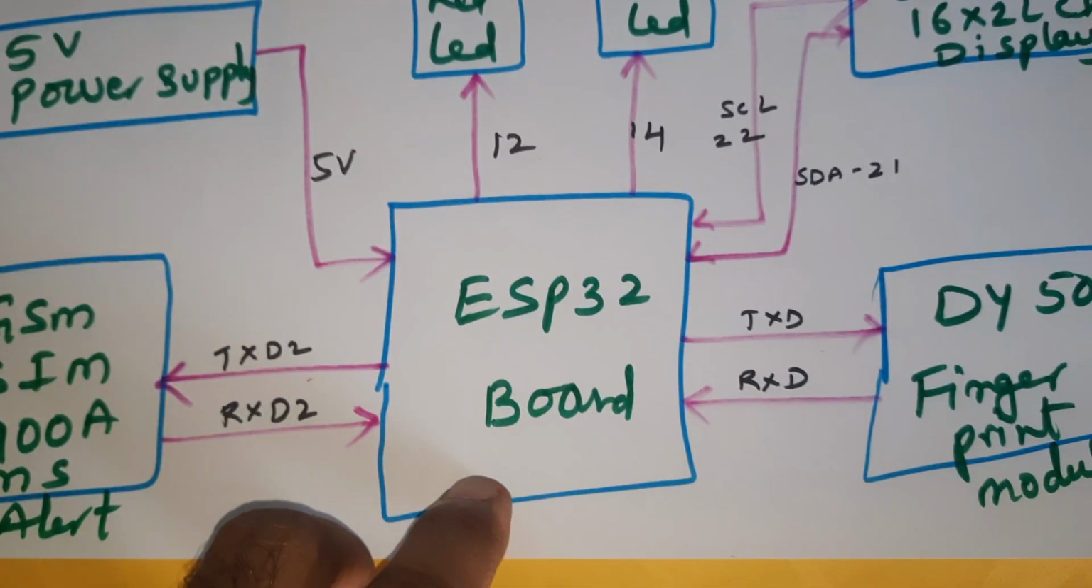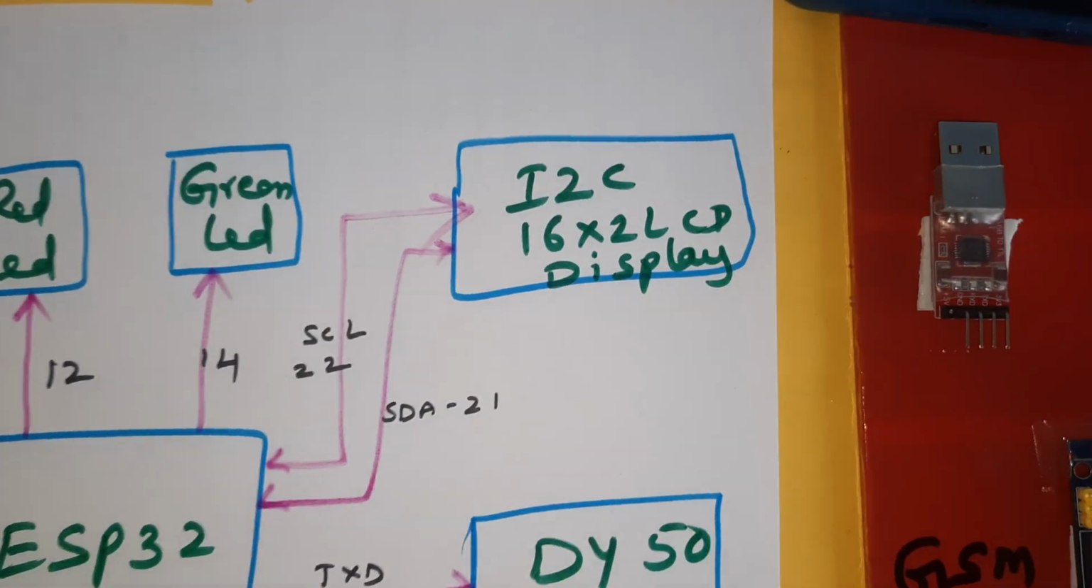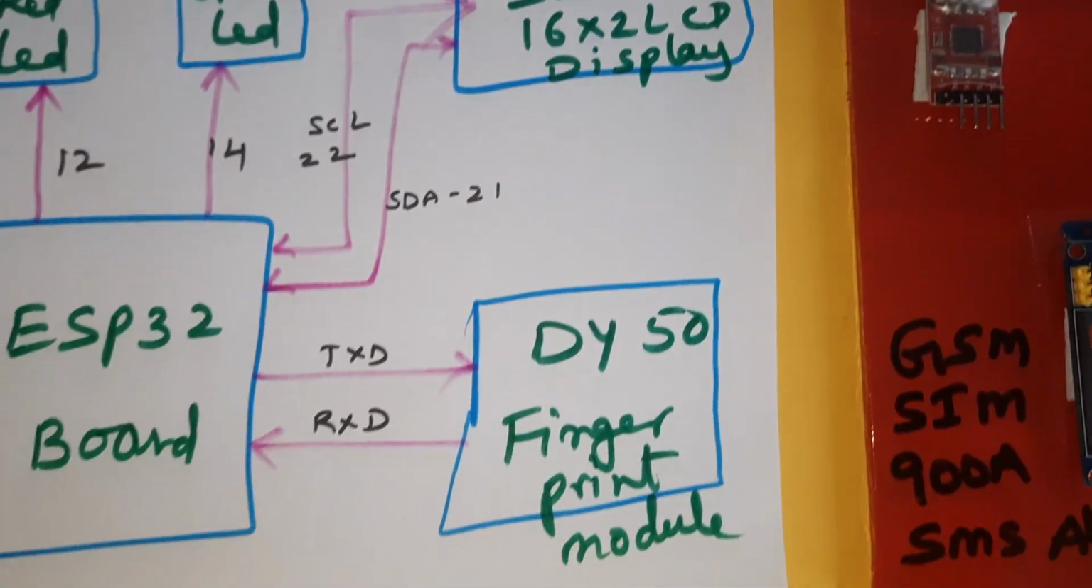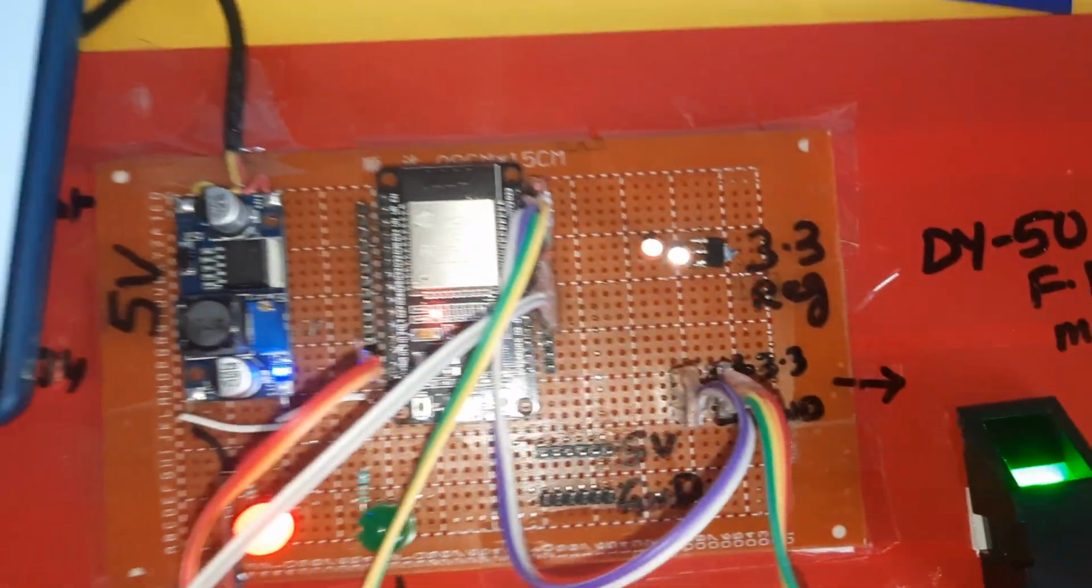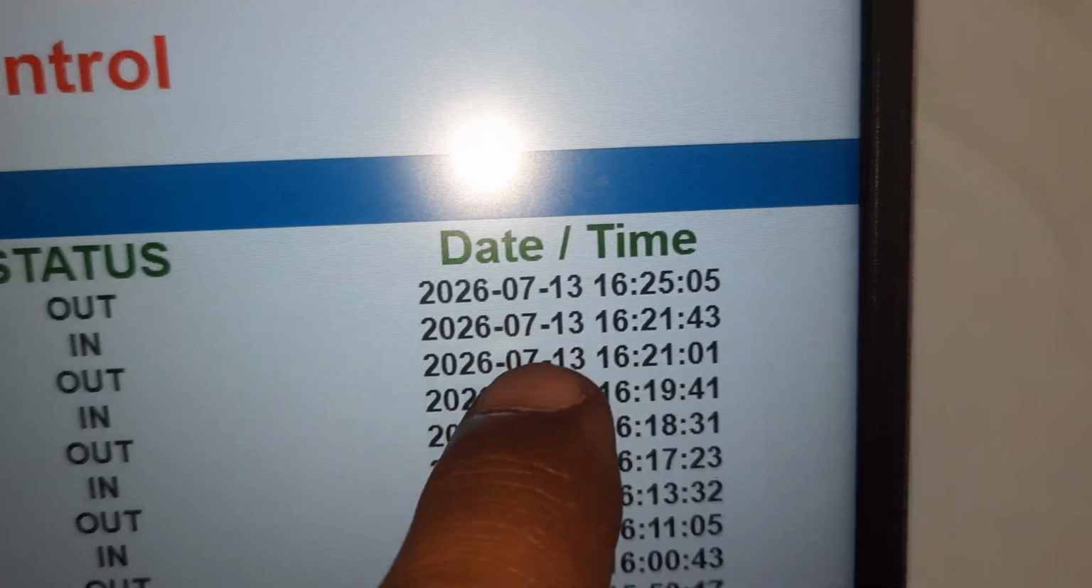It has the 5 volts power supply, ESP32 board, GSM SIM900 SMS alert, red LED and green LED indicators, I2C LCD display, 16x2 LCD display, and DY50 fingerprint module. This is the total block diagram of the project. Here Chinmay Das first in, then out, time is 4:25.